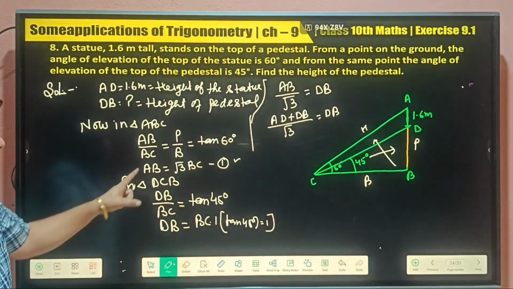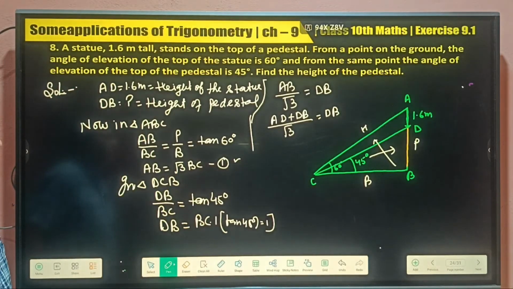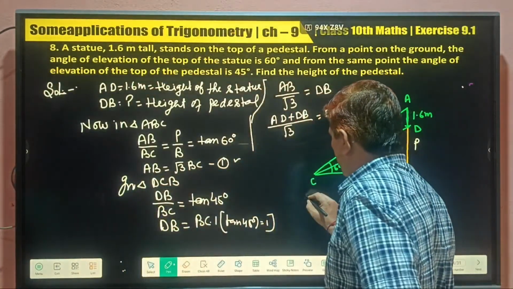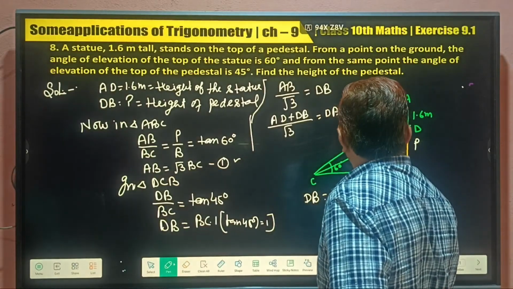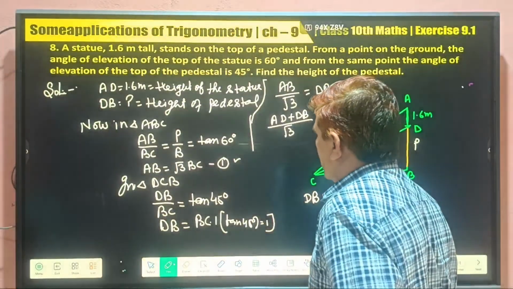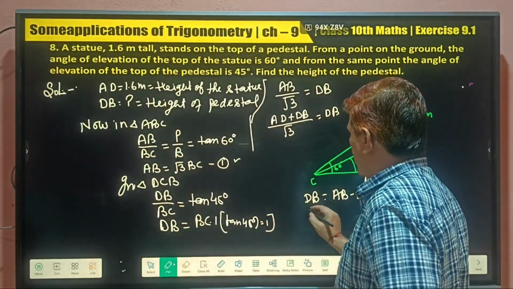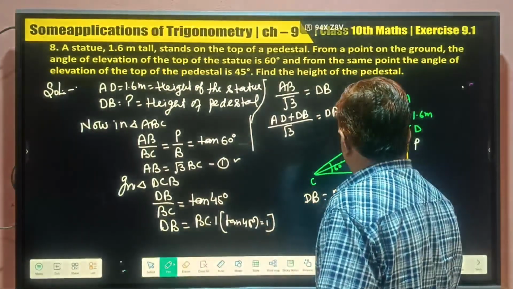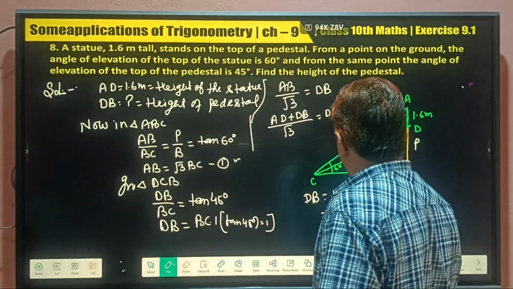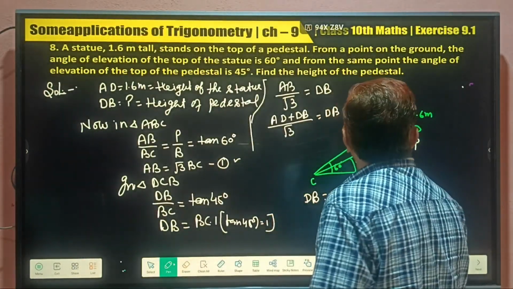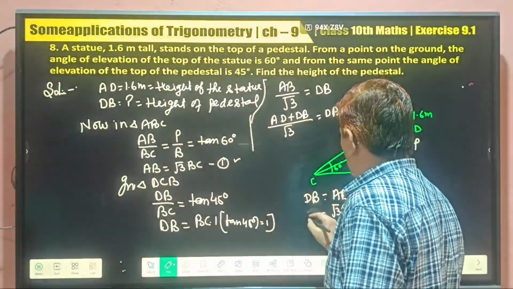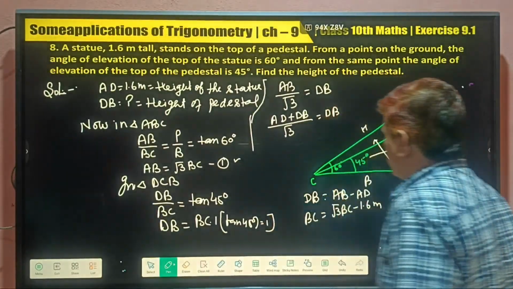Got? And AB is equal to what? We have to find out DB. DB equal to AB minus AD. AB is under root 3 BC, minus AD, 1.6 meter. DB equal to BC. Take in that side.